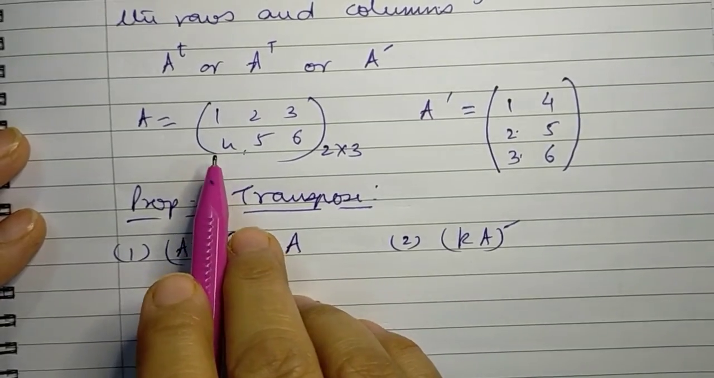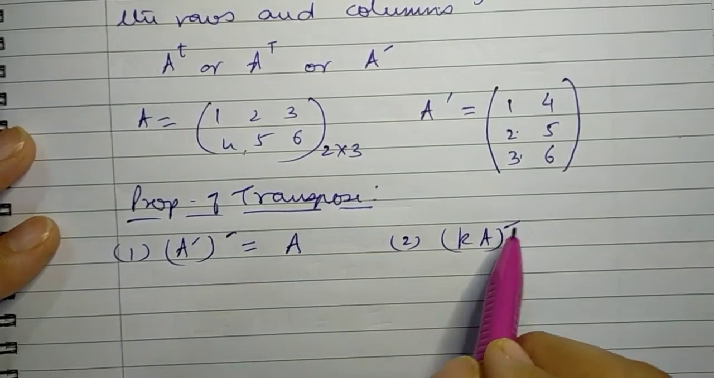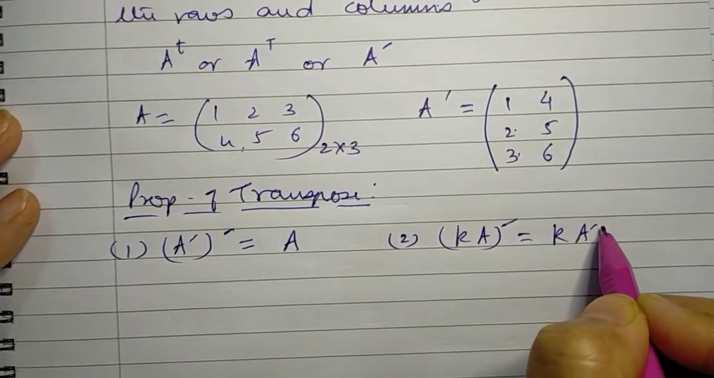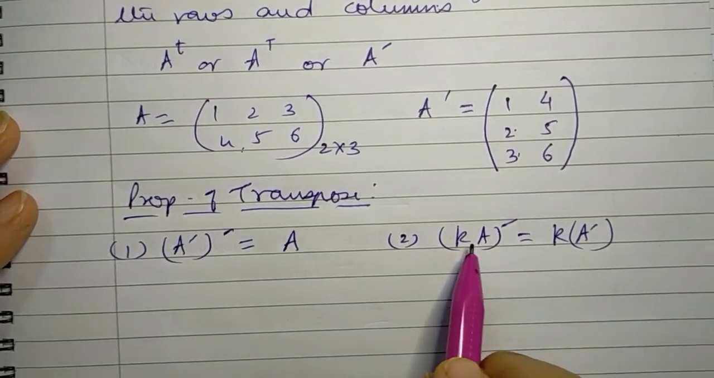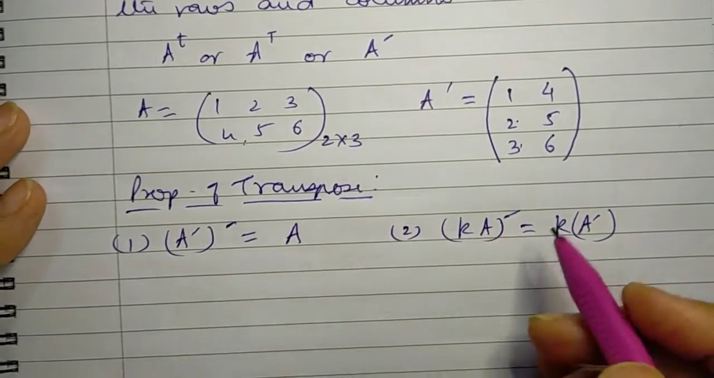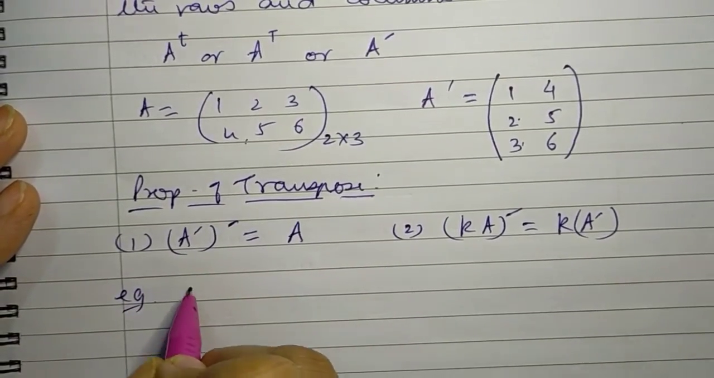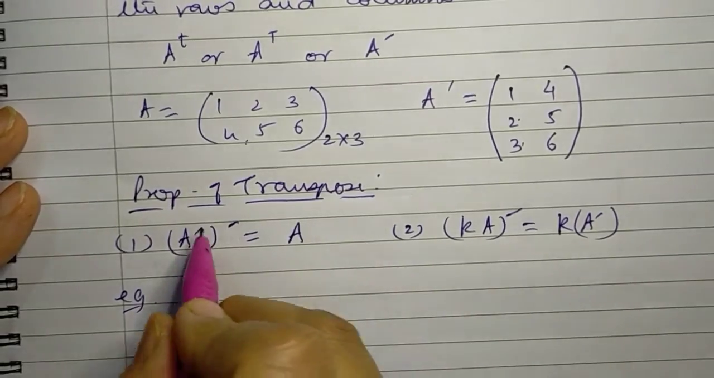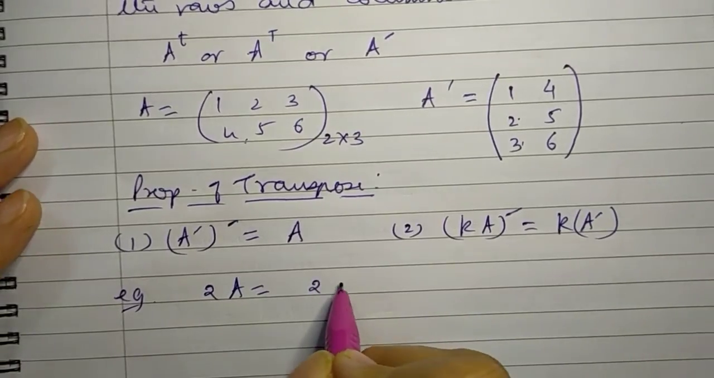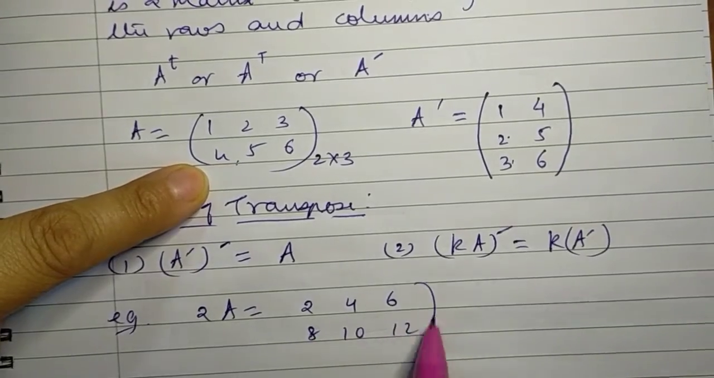The second property is, if you do a scalar multiplication of A with K and then find its transpose, the result is the same as K times A transpose. That is, you get back a scalar multiplication of A transpose. Very obviously you can take, for example, this only, if I take 2 times A, what will it be? 2, then 4, then 6, then 8, 10, 12.